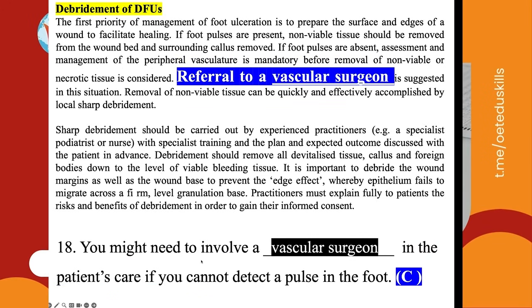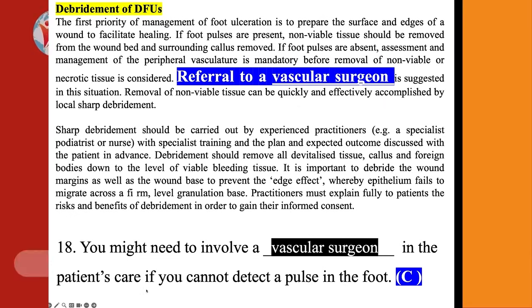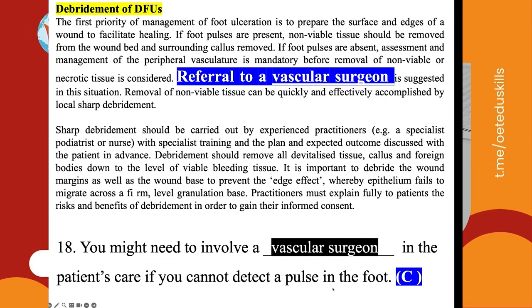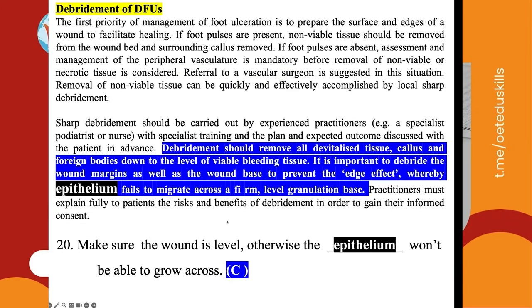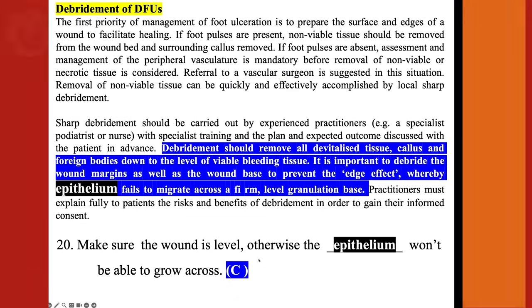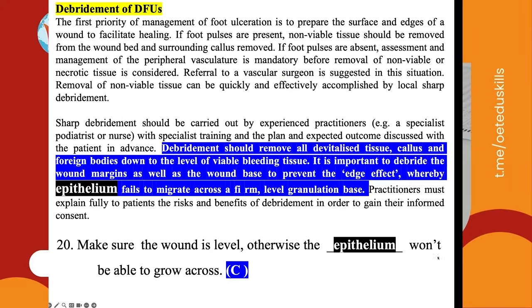Then 18: you might need to involve a vascular surgeon in the patient's care if you cannot detect a pulse in the foot. You said it is in the debridement section and it clearly says referring to a vascular surgeon is suggested in such a situation. I said there should be a designation or name of a health professional. Then 20th: make sure the wound is level, otherwise the epithelium won't be able to grow across.